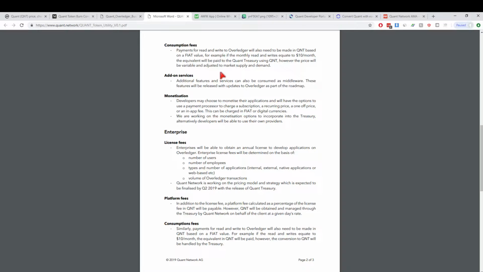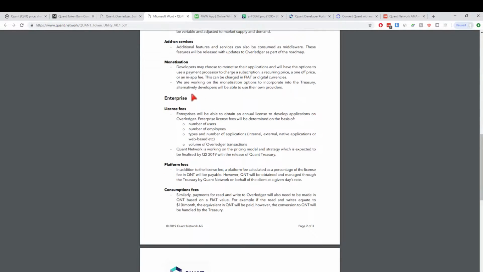And then there's monetization, and that's developers selling their maps to other people in the ecosystem. And of course, you don't have to sell your map, you could list it for free. But as you say here, this can be charged in fiat or other digital currencies, so likely QNT will be there as well.